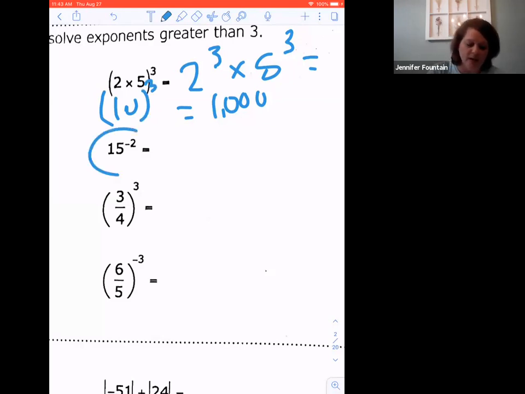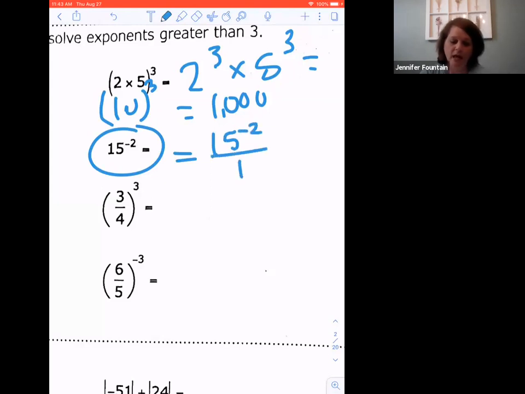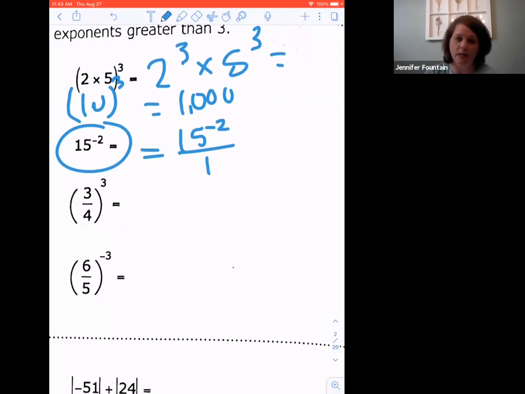Okay, so here we have our 15 to the negative second power. We know that our goal is to make that exponent positive. The way I make a negative exponent positive is by taking the reciprocal of the number. Remember, when I have a whole number, my understood denominator is 1. So this would be the same as 15 to the negative second power over 1. Right now, that's exactly what it means.